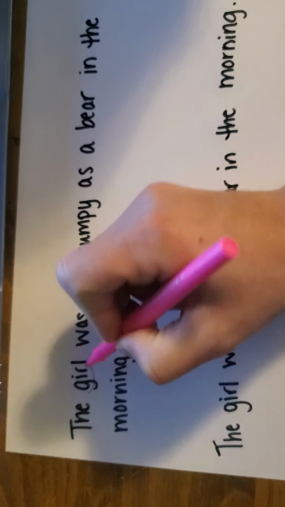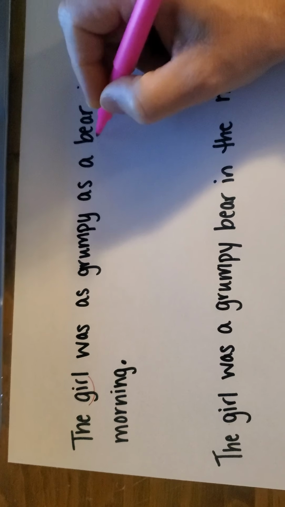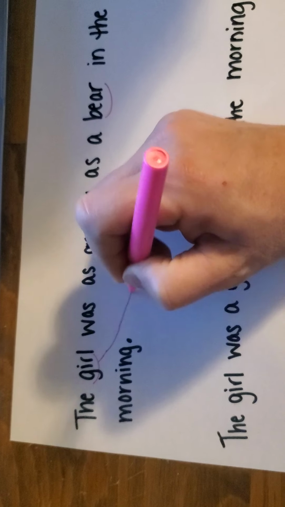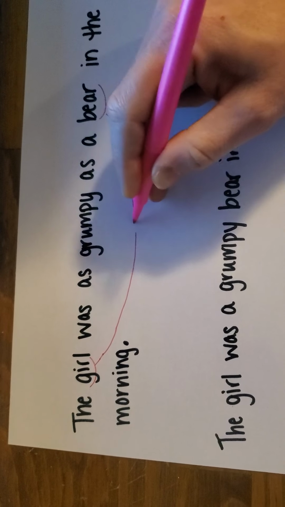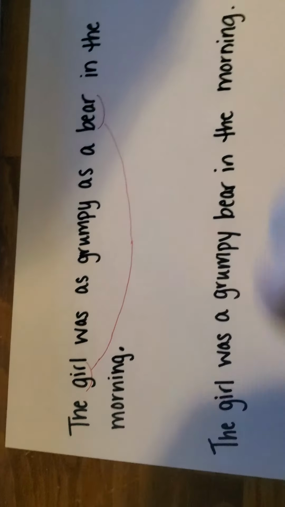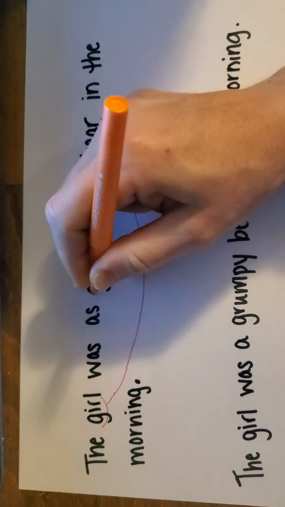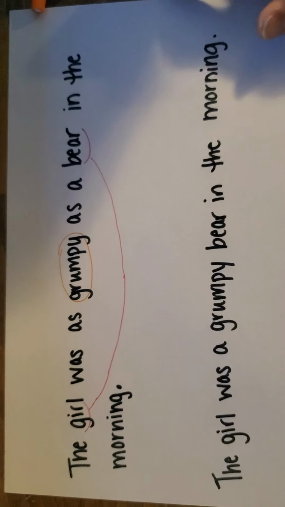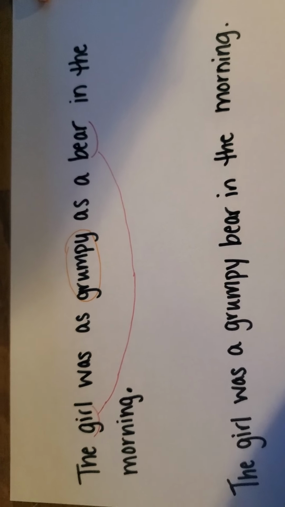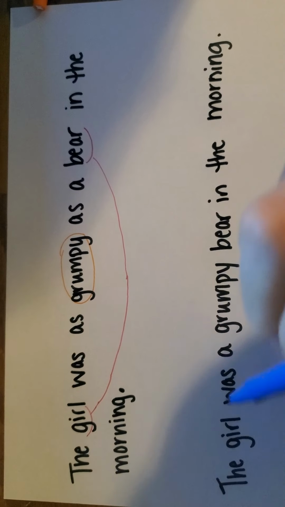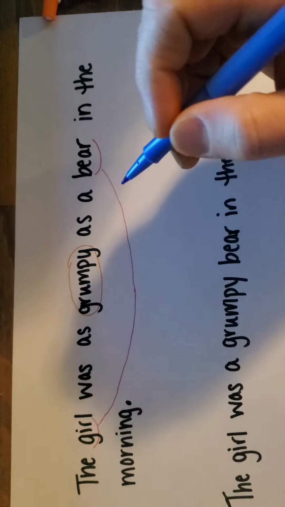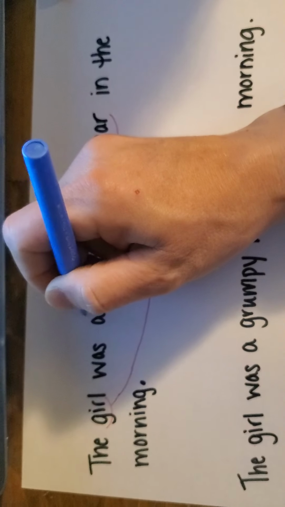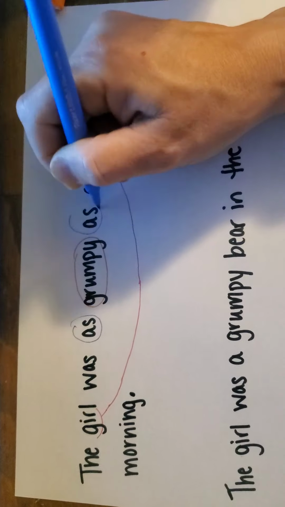We're comparing the girl to a bear. Okay? What did the two have in common? What does the girl and the bear have in common? They are both grumpy. When we compare two things and we use the words like or as, that is a simile. So here you can see we have used the word as.